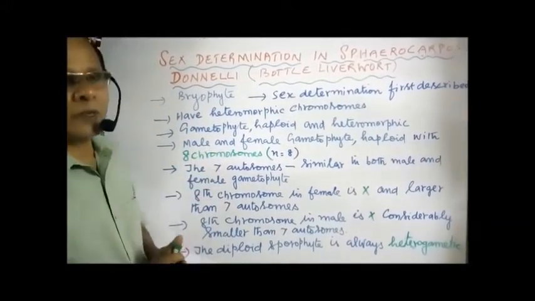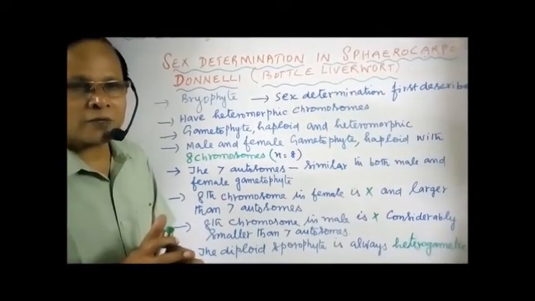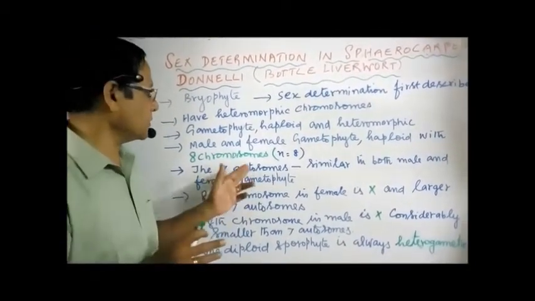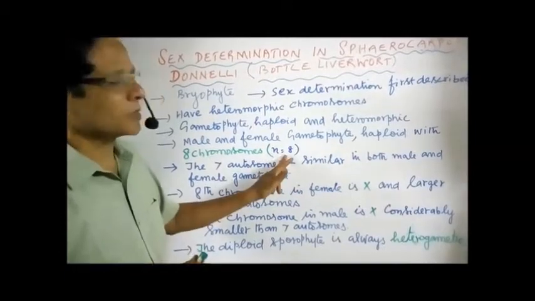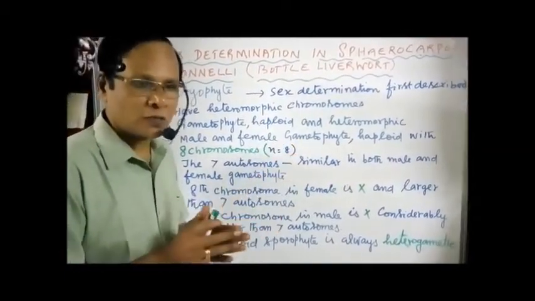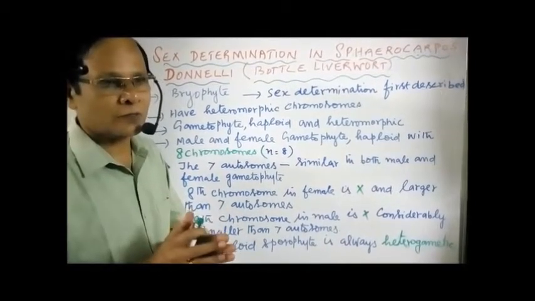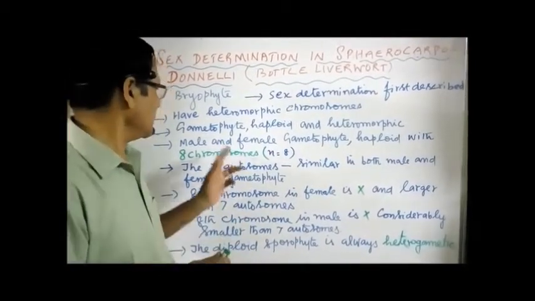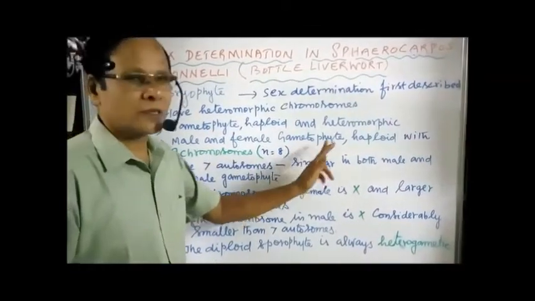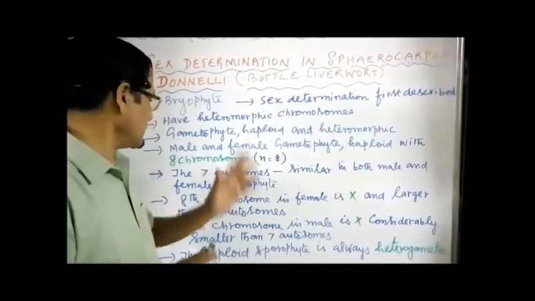The male and female gametophytes, as I mentioned, are haploid, having a number of chromosomes equal to 8. So n is equal to 8. Usually in the case of gametophyte we have n number, and in the case of sporophyte we have 2n. So here the male and female gametophytes are haploid with 8 chromosomes.